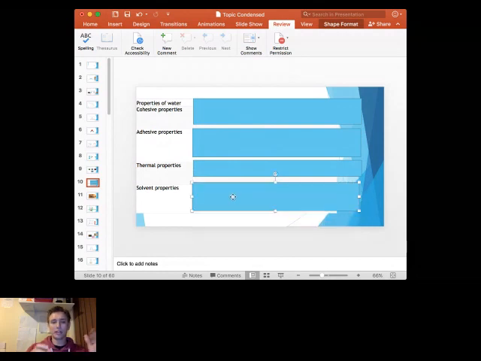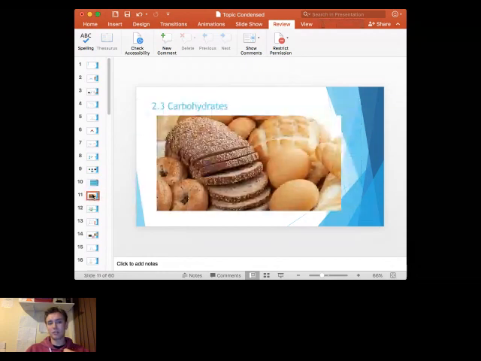Okay, so just knowing that because of water's structure, it has specific properties which make it really useful in biological organisms. Okay, and that is basically the end of water. So the next thing we have to talk about is carbohydrates. Are there any questions at this point, or anything that doesn't make sense?